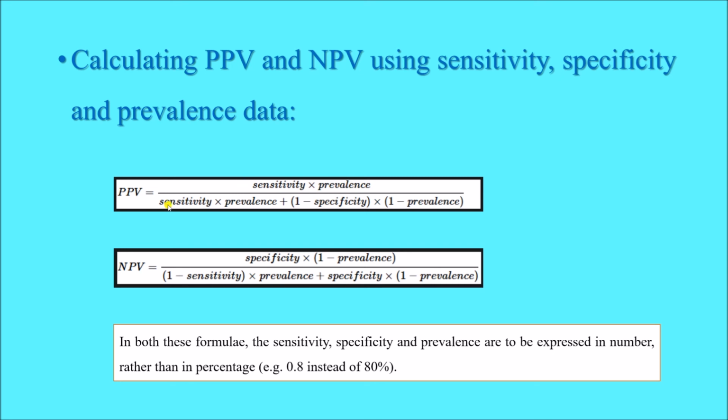These are the formulas given. Positive predictive value is given by sensitivity into prevalence, divided by sensitivity into prevalence plus 1 minus specificity into 1 minus prevalence. Negative predictive value is given by specificity into 1 minus prevalence, divided by 1 minus sensitivity into prevalence plus specificity into 1 minus prevalence.